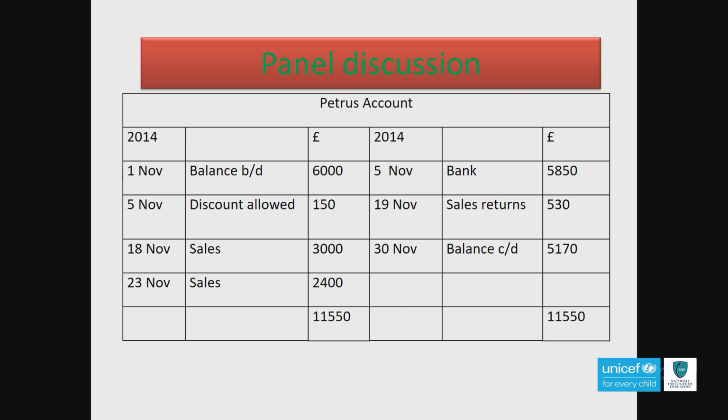When we look at the debit side of the Petrus account, discount allowed is recorded, which means the personal account is also on the wrong side. Am I right? Yes. So in that case, is it a partial reversal or a complete reversal? Complete reversal. This is a very good confusion on the students' part. They don't think of a complete reversal.